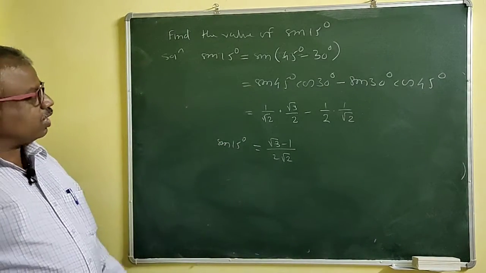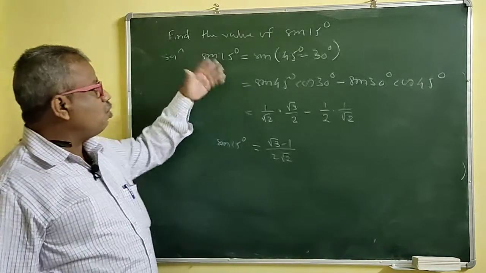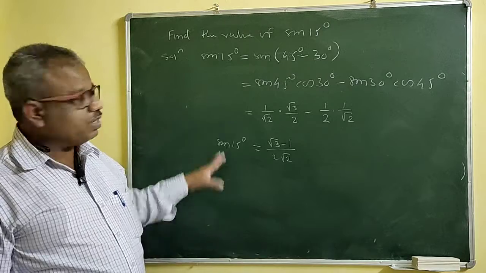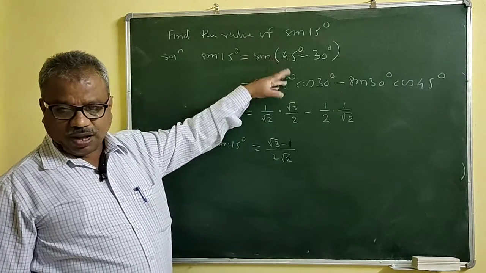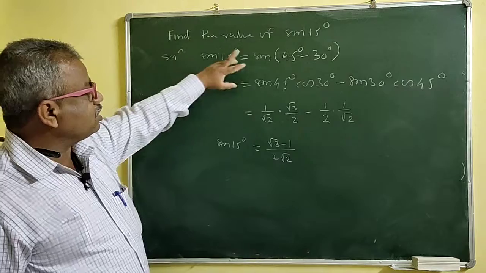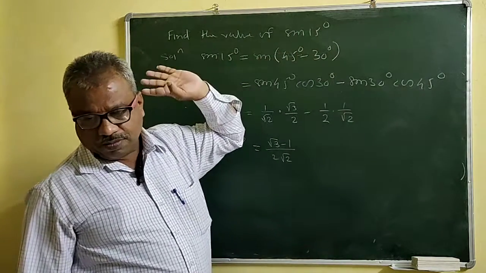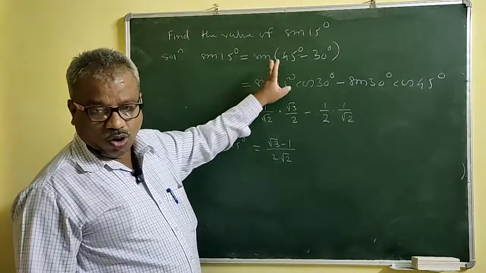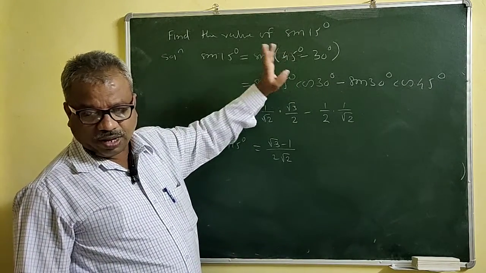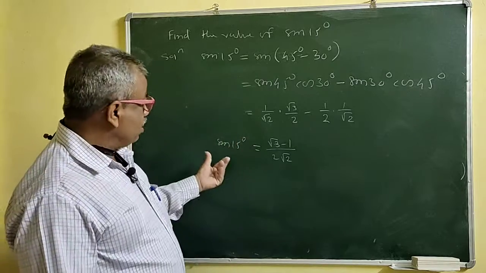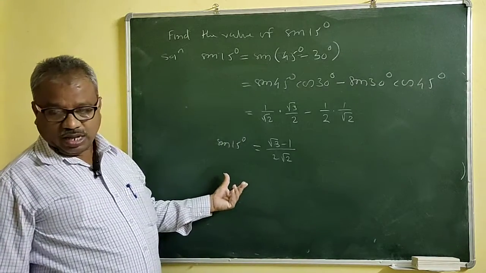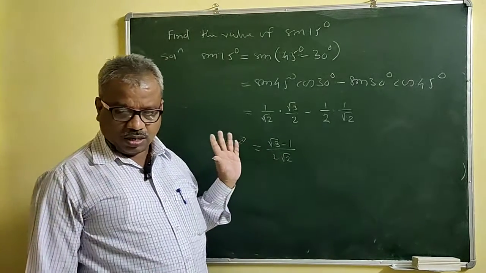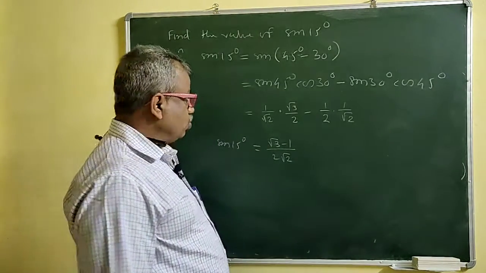Again, you can find cos of 15 degree. If you want to find all the trigonometric ratios of 15 degree, you can find cos of 15 degree like this also. Just replace sine by cos. That is an exercise: find all the trigonometric ratios of 15 degree. In this way we get sine. Just find cos with the help of the formula, 45 minus 30. So you will get cos of 15 degree, and once we get sine 15 degree and cos 15 degree, you can find the rest of the trigonometric ratios.